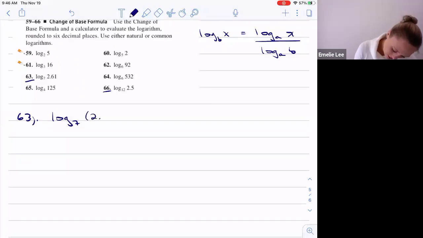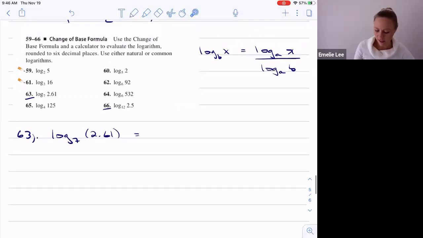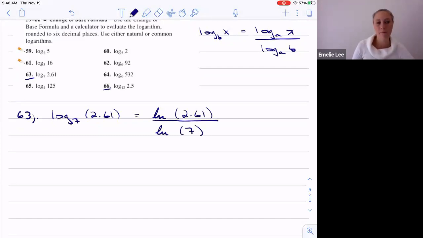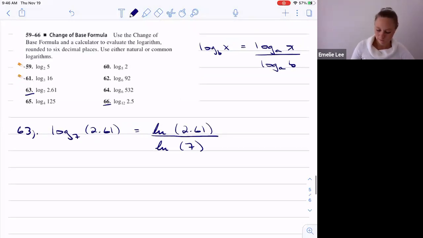Log base 7 of 2.61 is the same, and so here, like I said, you can use any log, probably log base 10 or ln, just because those are the only buttons you have typically. So I'm going to use ln. So ln of 2.61 divided by the ln of 7, right? Whatever is inside the log goes on the numerator, and the base of the log that you want goes in the denominator.